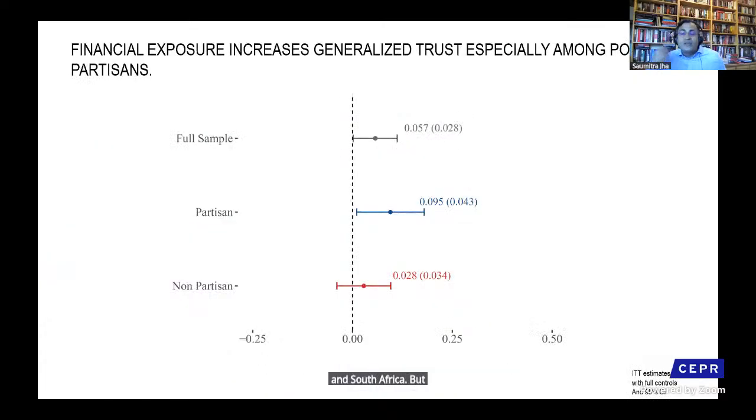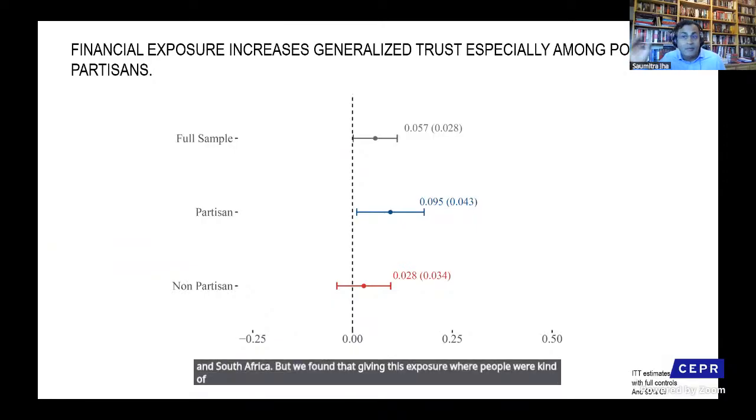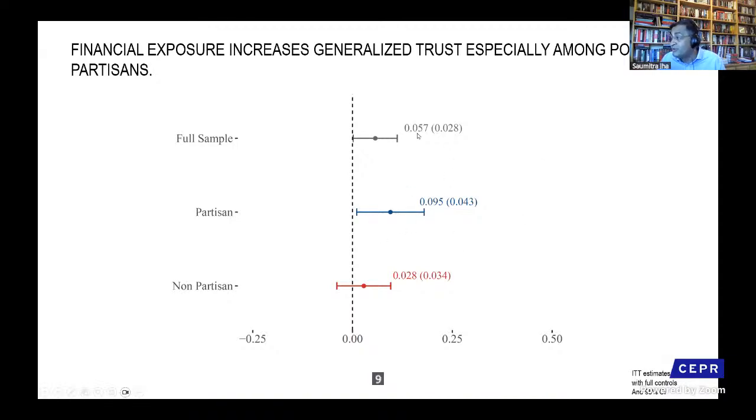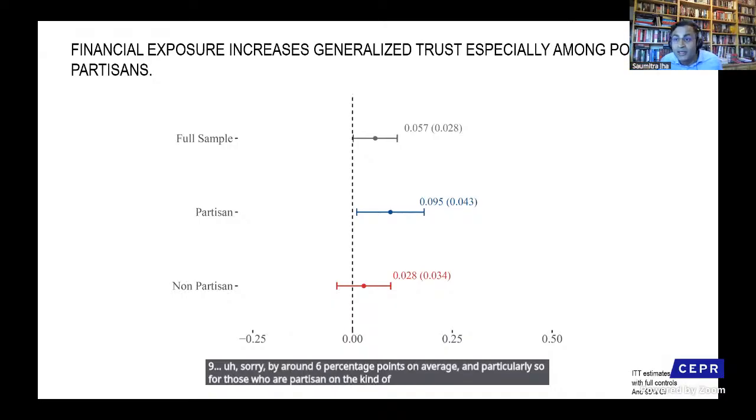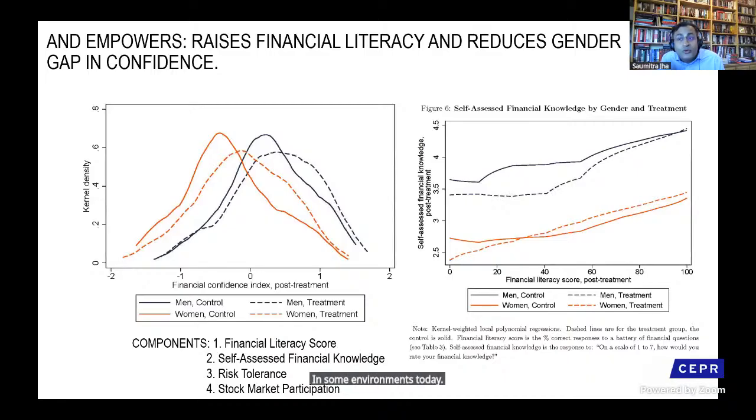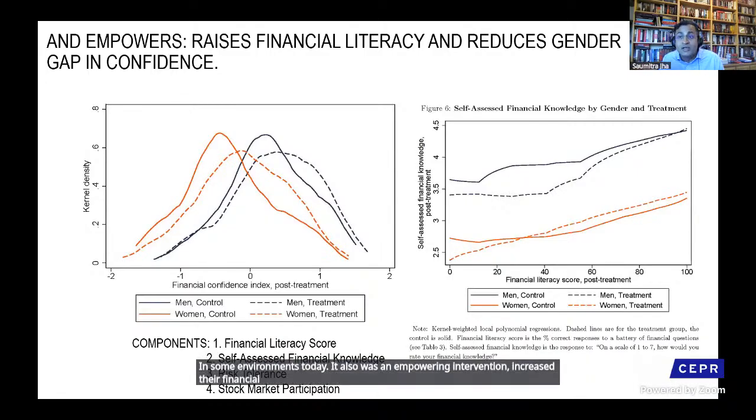But we found that given this exposure, where people were invested in the markets and had their interests taken care of by anonymous others, it actually increased their generalized trust by around 6 percentage points on average, and particularly so for those who are partisan on the extremes of the political spectrum, which is particularly important given the polarization that we're living in some environments today. It also was an empowering intervention, increasing their financial literacy and their confidence, particularly for women, and reduced the gender confidence gap in financial participation in the setting too.